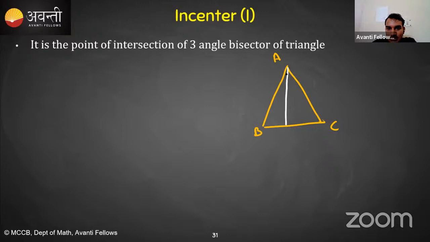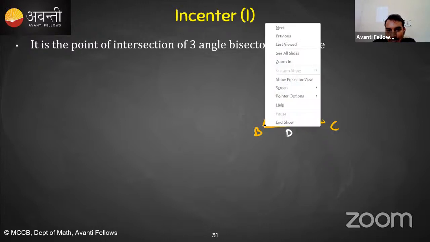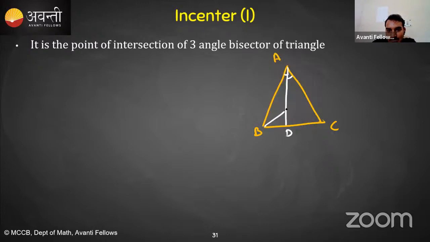Okay, this angle and this angle are equal. Let's call this B. The angle bisector of B goes like this, and let's call this point E. So this angle and this angle are equal. Another bisector goes like this, and these angles are equal. So the incenter is nothing but the intersection point, this common point.